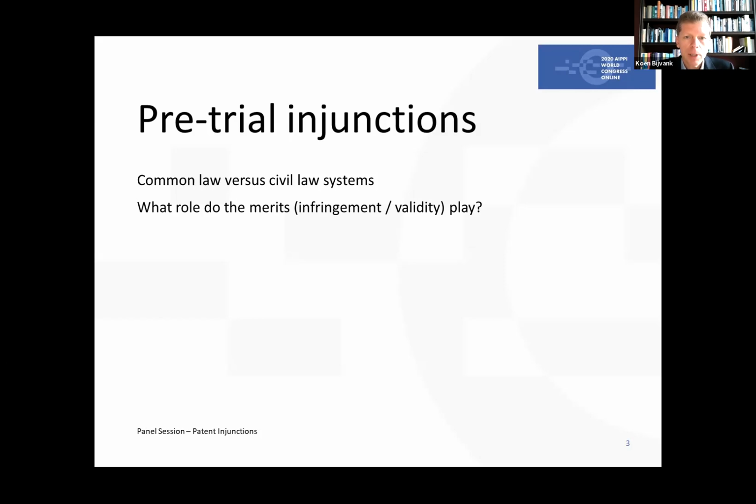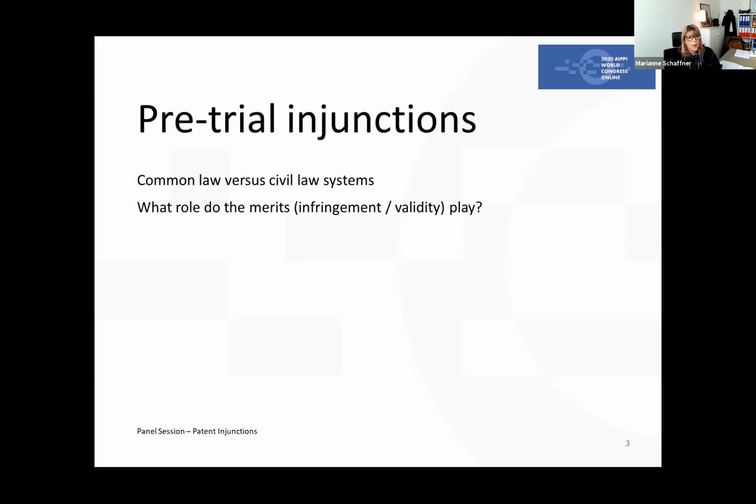So perhaps as a representative from a civil law system, probably the only one amongst our panel, I'd like to ask Marianne for her views on that, and perhaps a little bit of explanation of how the French courts deal with this. Thank you, Koen.